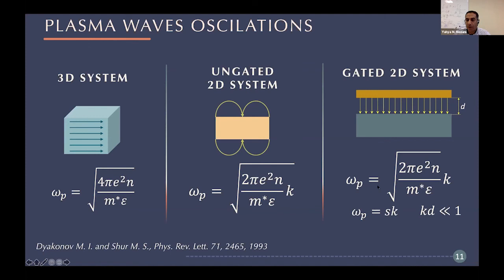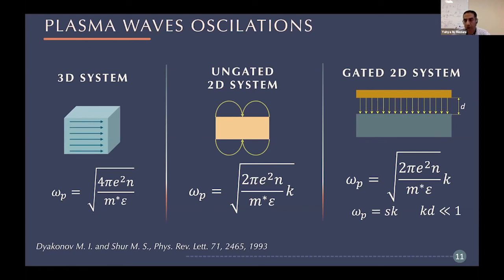In this case, the plasma frequency is linear with the wave vector K, and this term is mentioned here as the plasma wave velocity. In this condition, K is inversely proportional to the length of this system, where D is the distance. If we fulfill this condition, then we can tune the plasma frequency by the length of the device, which means if we decrease the length of the device, we can reach higher frequency. We can go through the terahertz range.